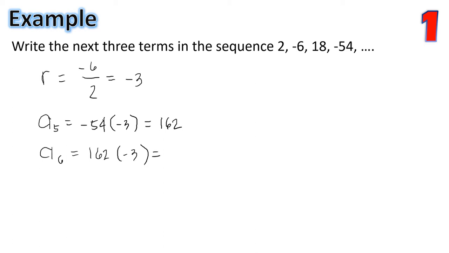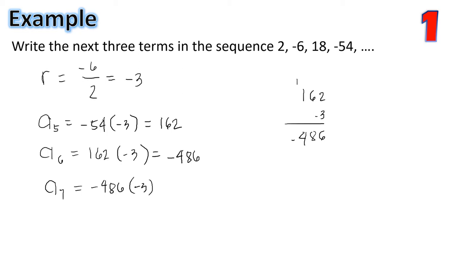And this will be 162 times negative 3. We have 6. 6 times 3 is 18. 1 times 3 is 3 plus 1, that is 4, negative. So a sub 6 is negative 486. A sub 7 will be negative 486 times negative 3.